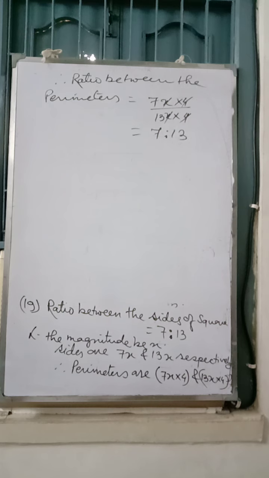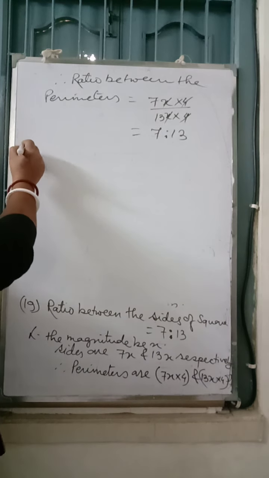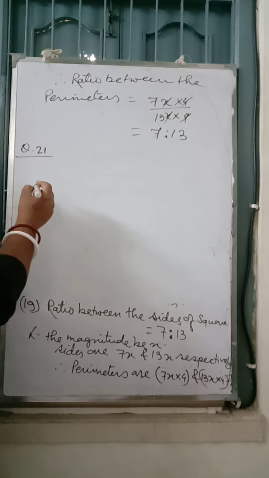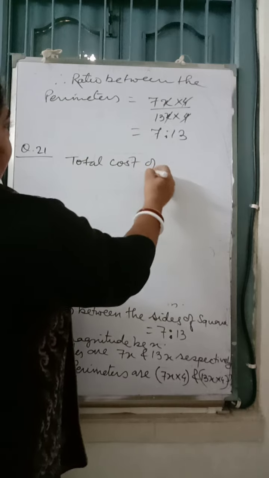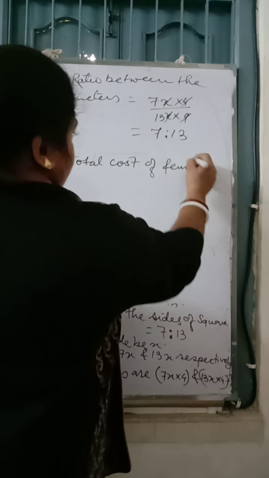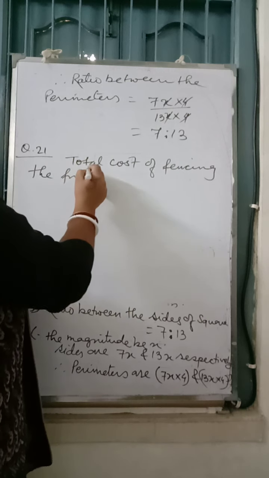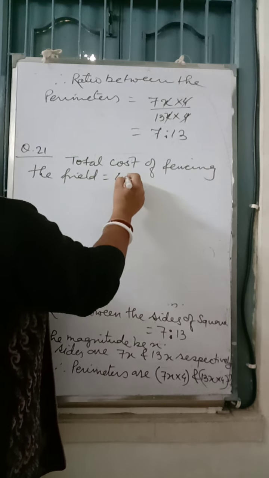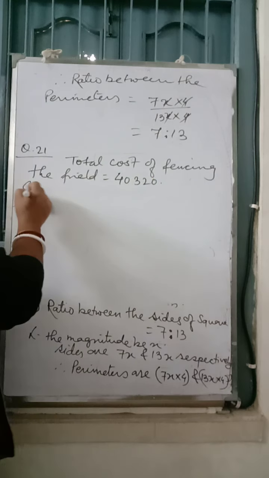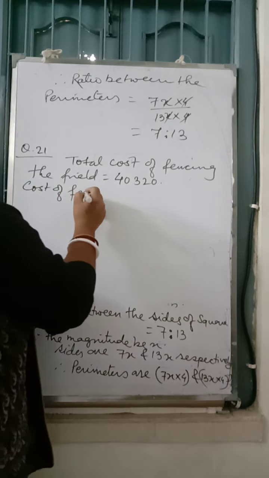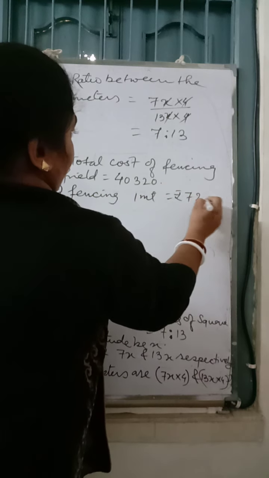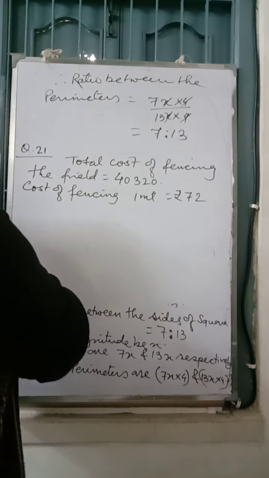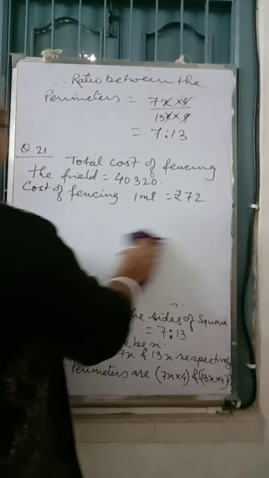The cost of fencing a square field at a rate of 72 per meter is rupees 40,320. Question number 21. Total cost of fencing the field is rupees 40,320. Cost of fencing 1 meter is rupees 72. Now total you have spent 25 rupees and cost of one packet of kurkure is 5 rupees. How many packets you can buy?